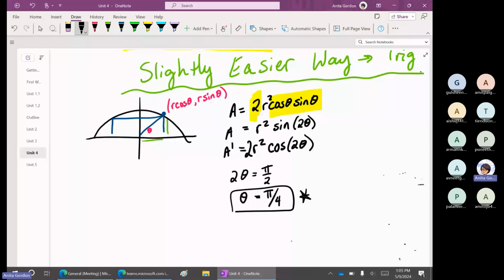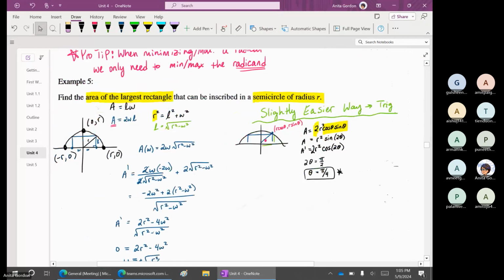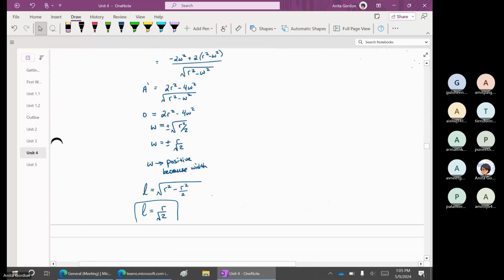Do I need to keep going or are we okay? You see the symmetry? I know, pep rally took it out of us. Okay, let's do the last example.